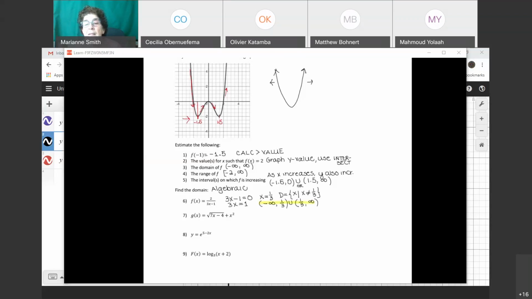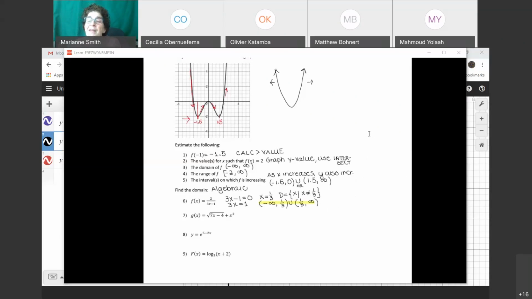Everybody all right with that? Everybody okay with finding the domain of a rational? So with a rational function, set the denominator to 0. It will tell you what to throw away. Not every algebraic calculation is like that.